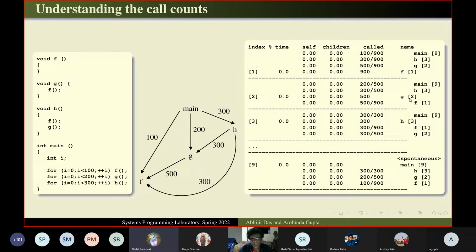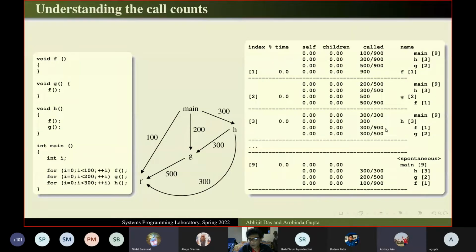Likewise, if you look at h, just quickly browse through it. It is called 300 times by main. That is the total number of invocations of h, and all 300 of these invocations are by main. And it calls g 300 times out of 500 calls of g. And it calls f 300 times out of 900 calls of f.